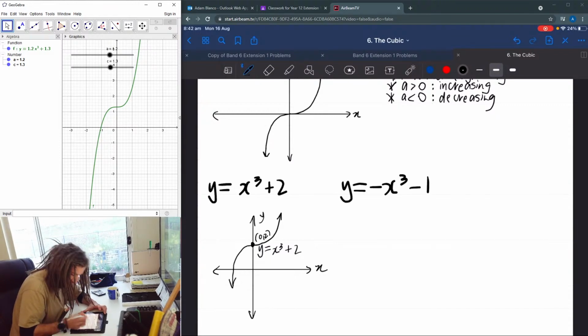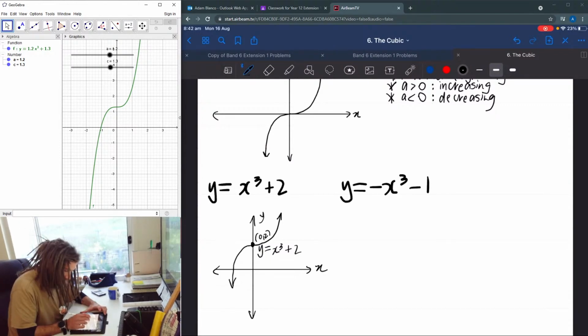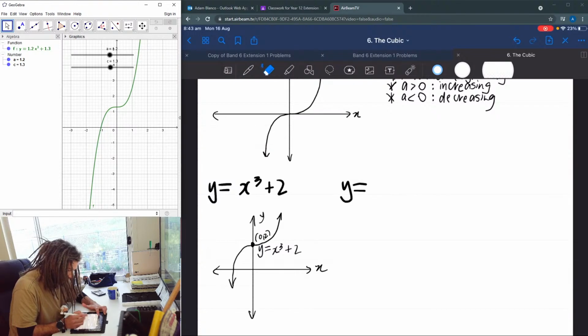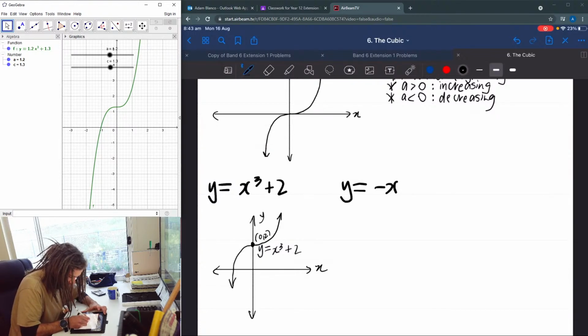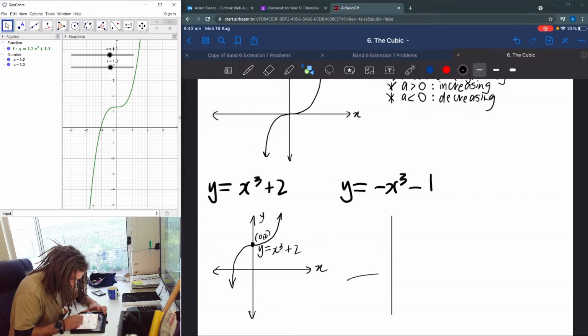Let's go -1. Actually, I have an interesting question. What if I had this? Oh no, actually, screw it. I don't want to confuse people. Like this. I'm going to do a challenge after this.